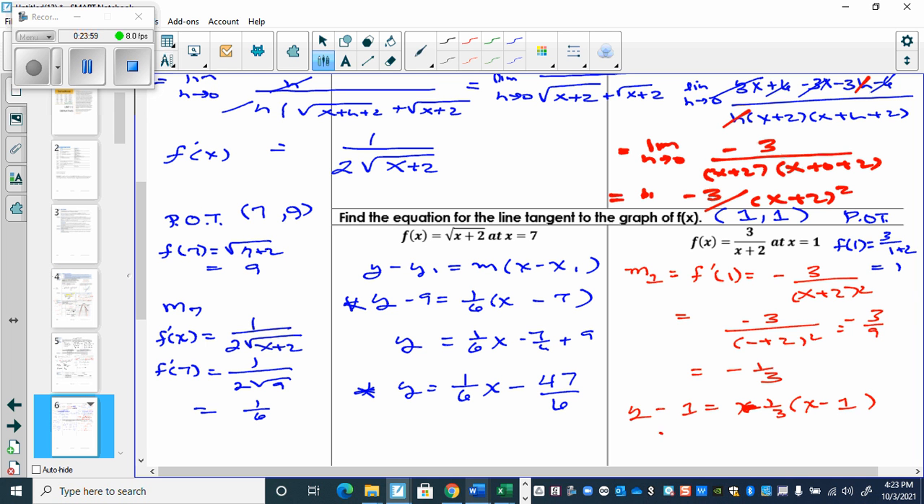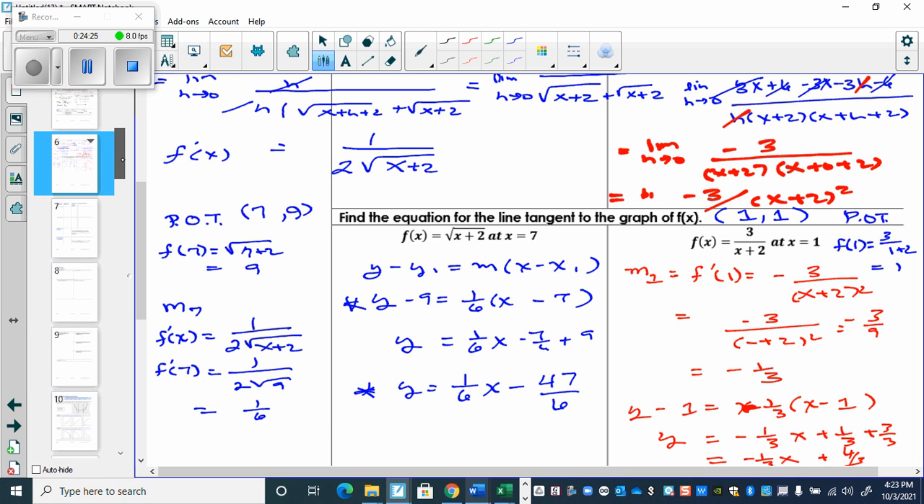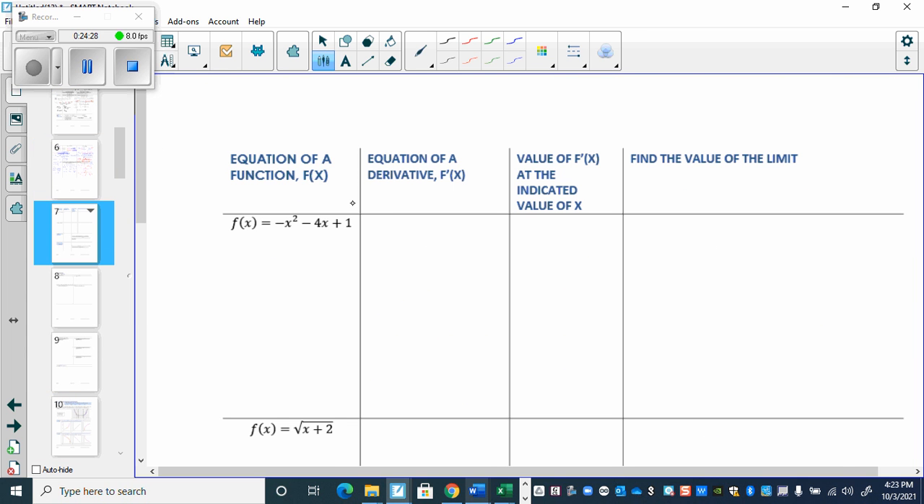If you want to simplify, you could say y equals negative 1/3 x plus 1/3 plus 3 over 3, which is just 1. And slope-intercept form says y equals negative 1/3 x plus 4/3 for the tangent. Point-slope form says it equals this. And that sums up that part.